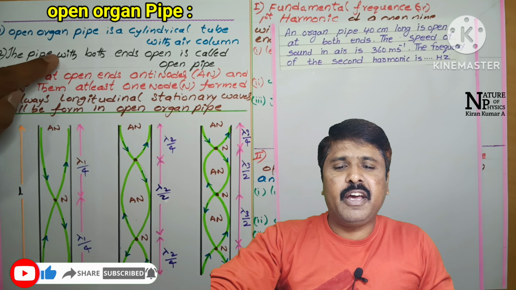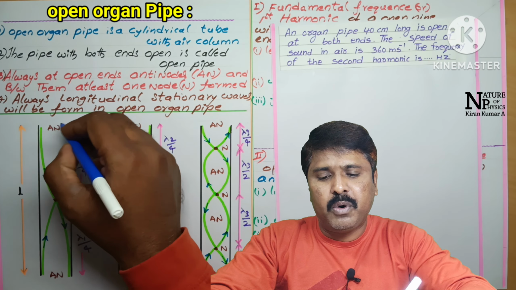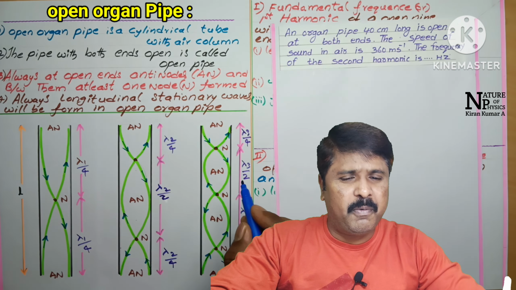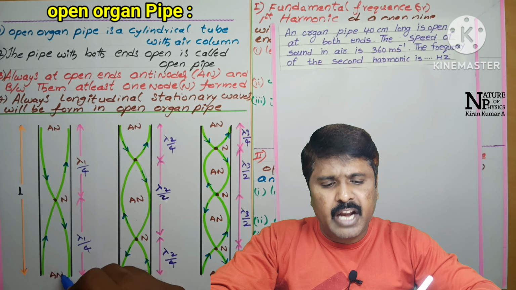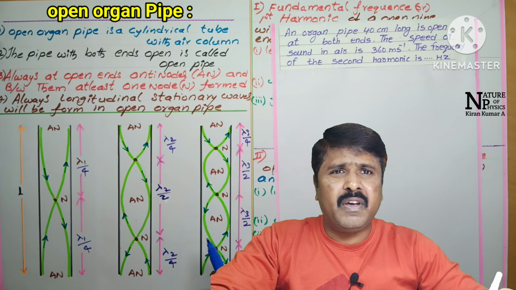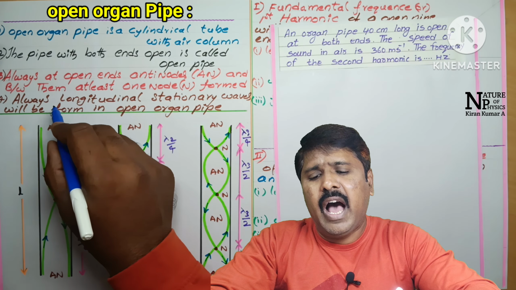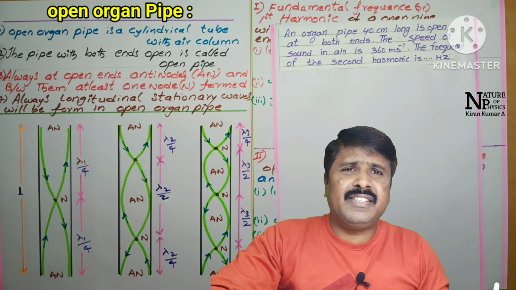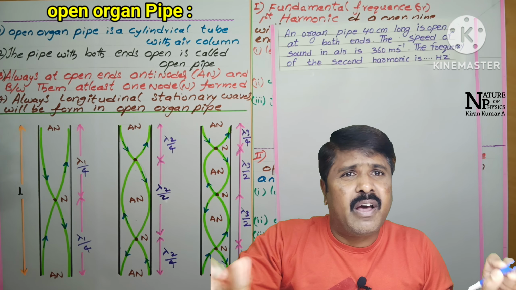See, open organ pipe is a cylindrical tube with the air column. So both ends are open is called open organ pipe. And at open ends always antinodes form. See student, everywhere in 3 diagrams antinodes only form. And next, always longitudinal stationary waves form in the open organ pipe or closed organ pipe.